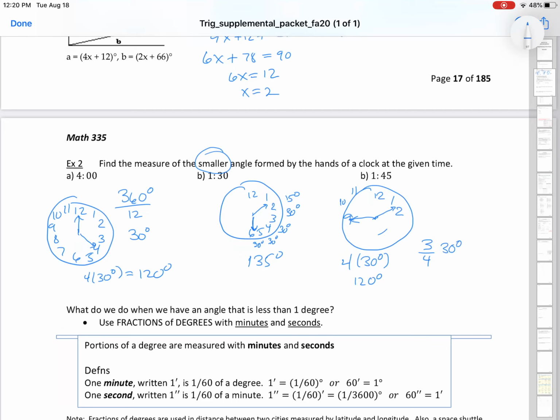Well, 3/4 of 30 degrees. Well, 4 will go into 30, well, it won't, so let's just be careful here. 15 times 3 is 45, divided by 2, well, that's 22.5 degrees. Put together with 120, well, that's 142.5 degrees.